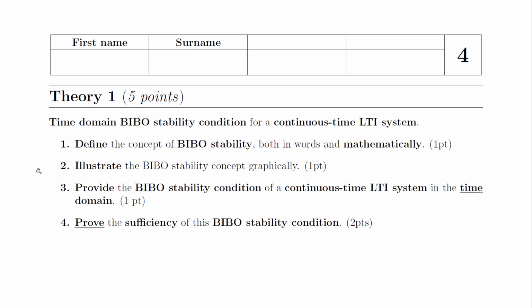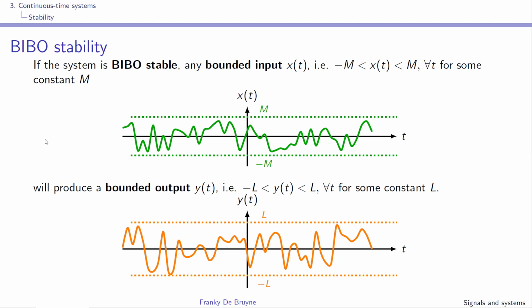For the second part of the question, you have to illustrate things graphically. This is illustrated in the following slide from the course. The system is BIBO stable if you take any bounded input x of t. So this is an x of t that lives between the bounds -m and m for all t for some constant m. Well, this bounded input x of t should produce a bounded output y of t if the system is BIBO stable. And again, bounded output means that y of t lives between some bounds -L and L, right, for all t.